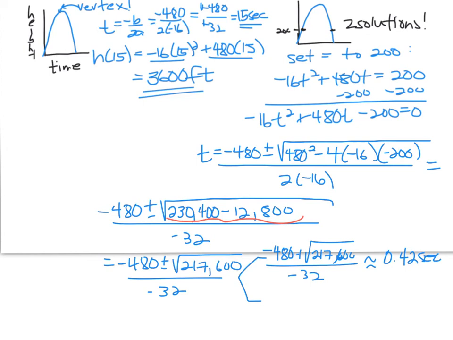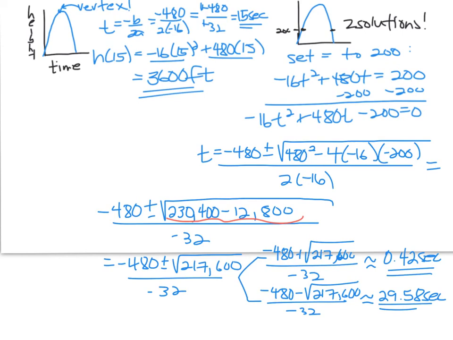That makes sense. If we do the other version, negative 480 minus the square root of 217,600 all over negative 32, type all that into your calculator very carefully, and we would get approximately 29.58 seconds. So those are both times when the rocket would be at a height of 200. And that is lesson 1.6.